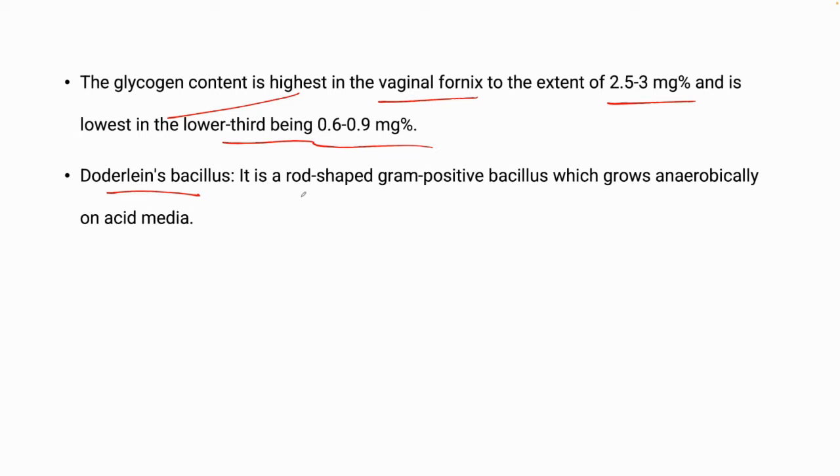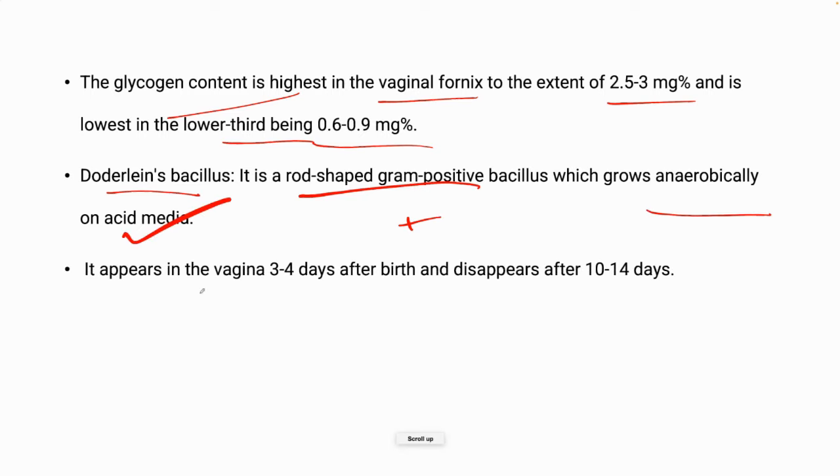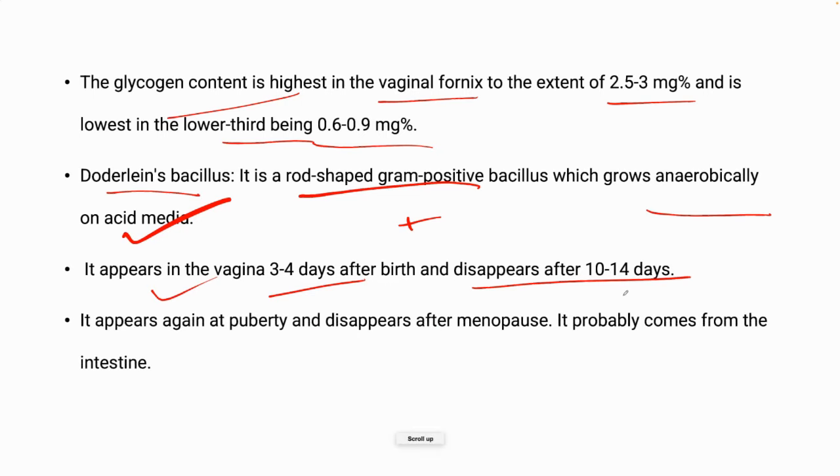Doderlein bacillus is a rod-shaped gram-positive bacillus which grows anaerobically on acid media. It appears in the vagina 3-4 days after birth and disappears at 10 to 14 days. Clear? So Doderlein bacilli appear at birth and disappear by the 14th day. It again appears at puberty and disappears after menopause. We have seen already in the chart. It probably comes from the intestine.